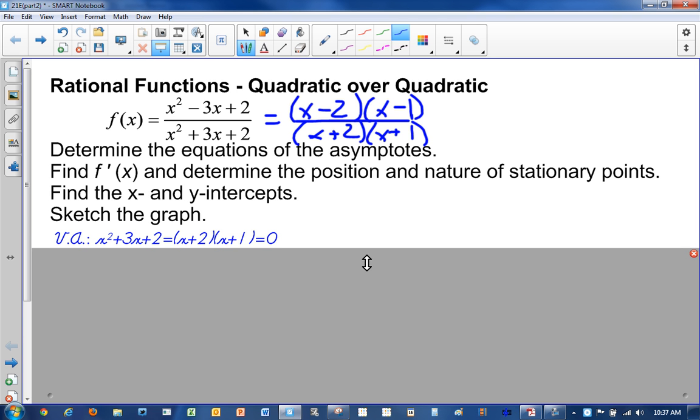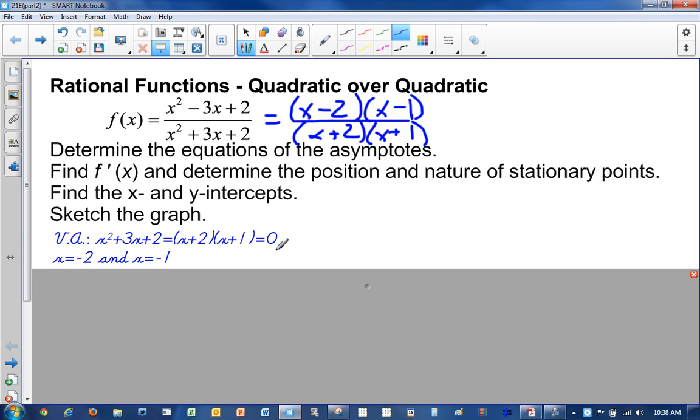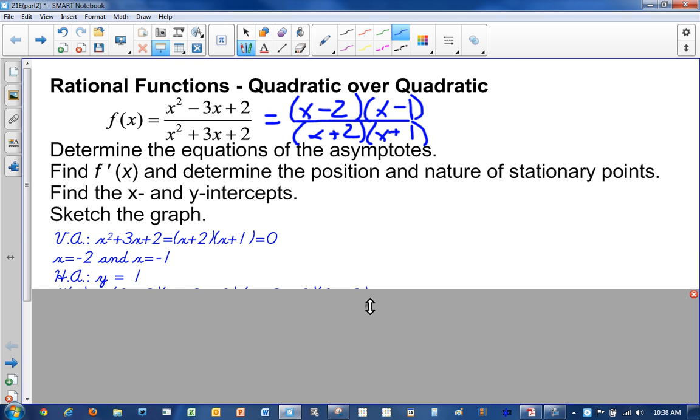Vertical asymptote, I'm setting the denominator equal to 0. So there's my factorization. Setting it equal to 0, that means that x will either be negative 2 or x will be negative 1. So I'm going to have two vertical asymptotes again, just like in the first example. And they're pretty close together, so I'm going to have to be careful how I graph.